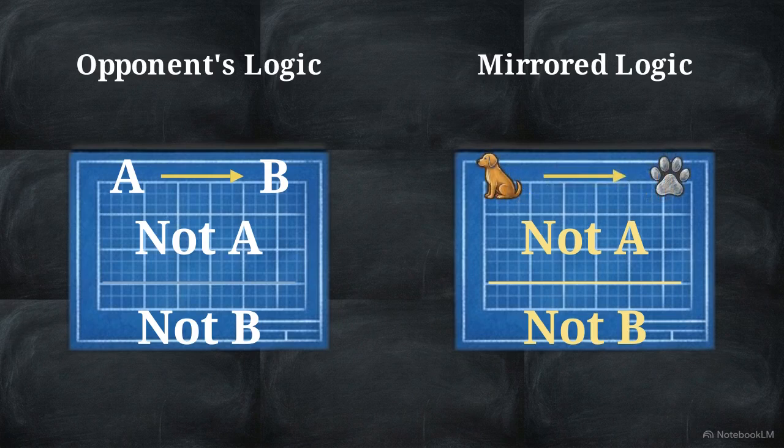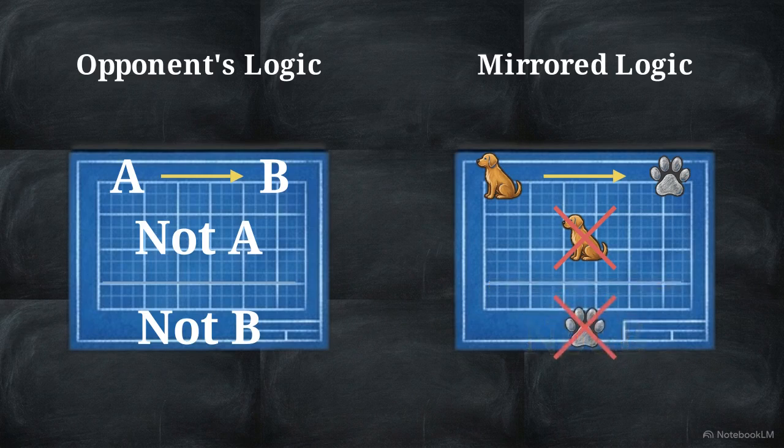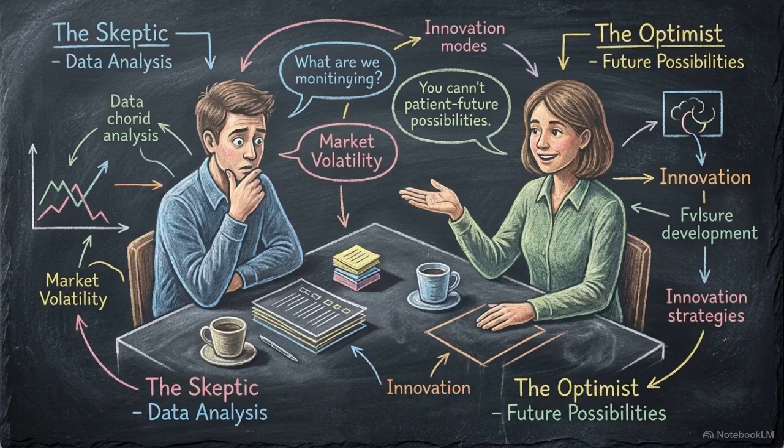For instance, start with, if Newt is a dog, then Newt is an animal. Then deny the antecedent, Newt is not a dog. Following their exact logic, you must conclude, therefore, Newt is not an animal. But Newt is a cat. By demonstrating the structural breakdown through a parallel example, you force the opponent to see their own logic is broken.